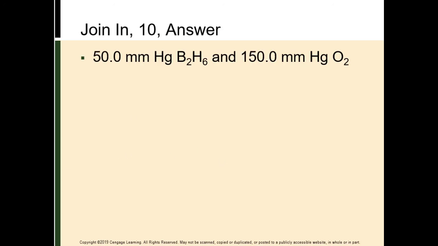All right, that sums up our gas laws chapter. Again, if you need more practice, please see the supplemental instructions and practice problems with answers.